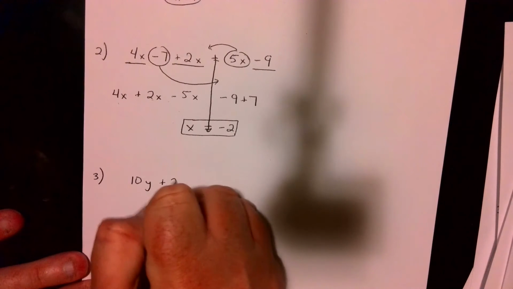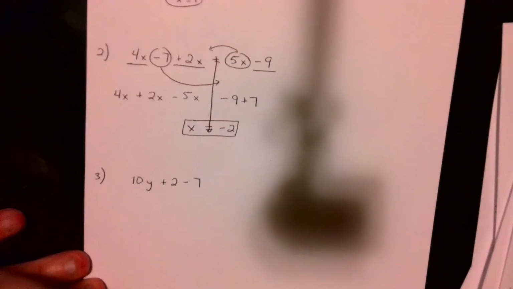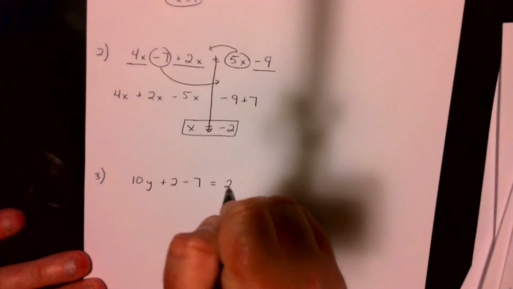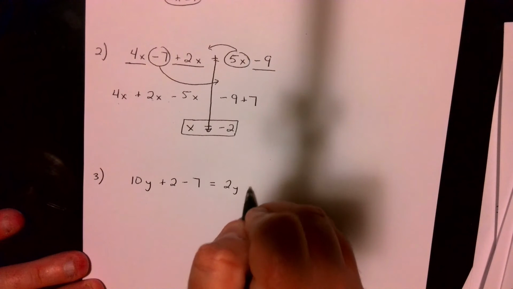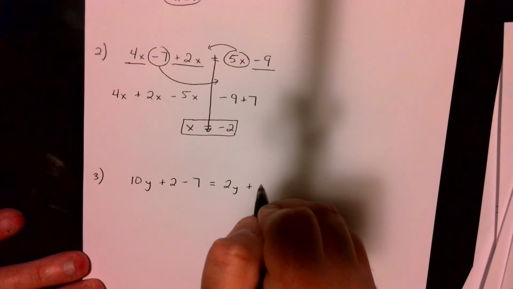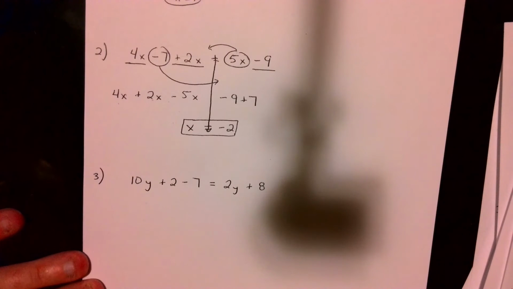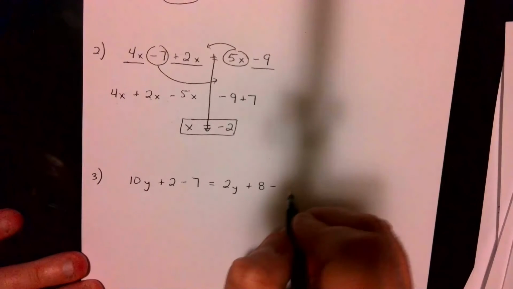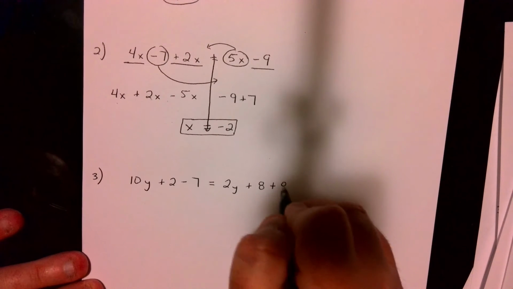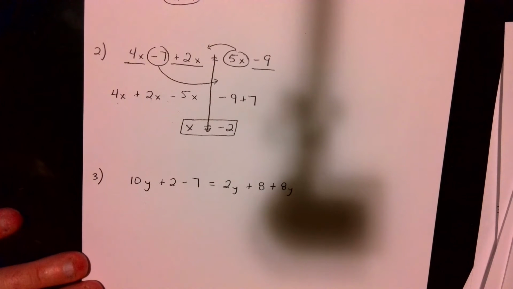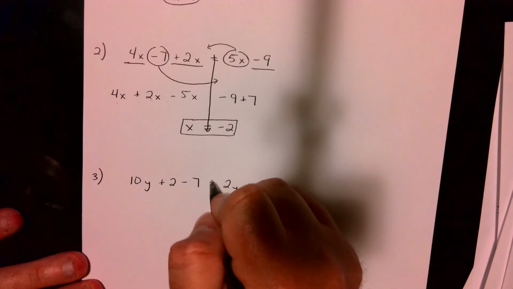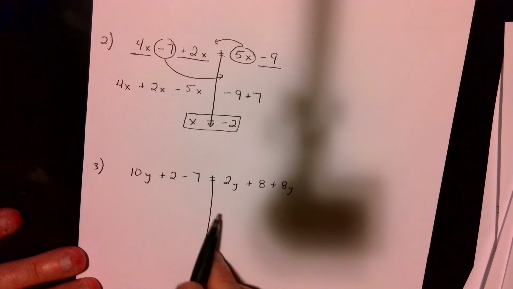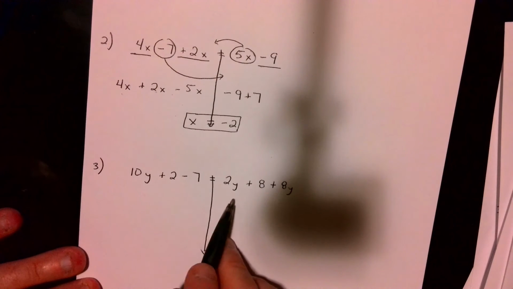y plus 2 minus 7 equals 2y plus 8, actually let's go plus 8y. Okay, break the problem in half. We're solving for y. Notice we've got y's here, we got a y here, we got a y here.